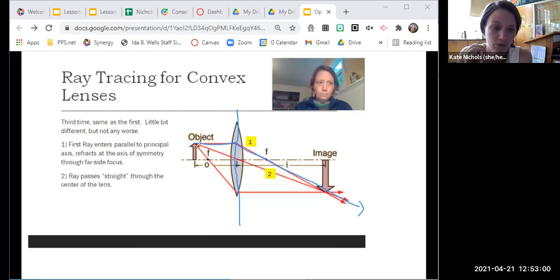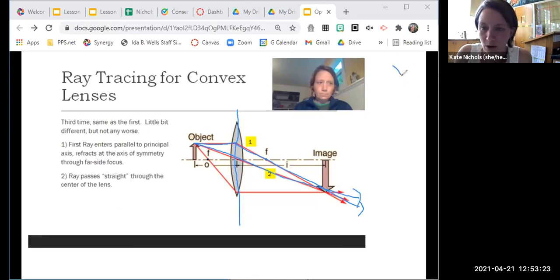And the ray I use for number 2 is actually a ray that would bend twice. It would bend on the front surface and the back surface. But those bends actually exactly cancel each other out because one of them is away from normal and the other is towards normal. So functionally, what happens on ray 2 is it starts at the object and it goes straight through the center of the lens.